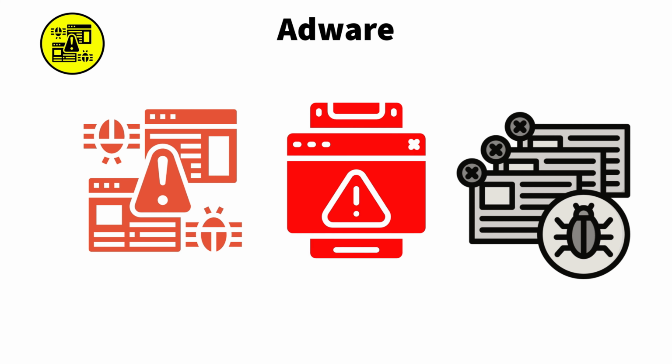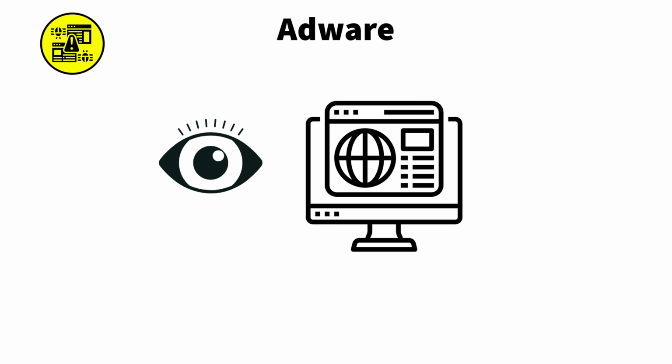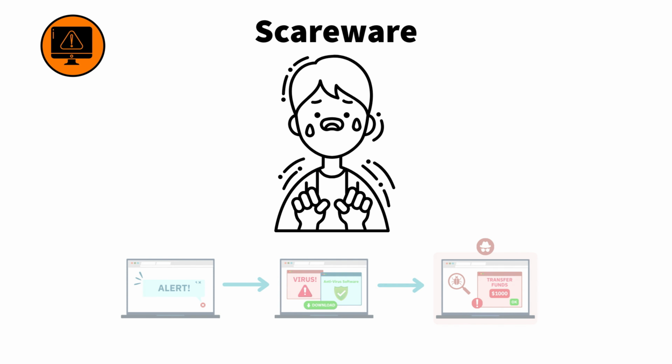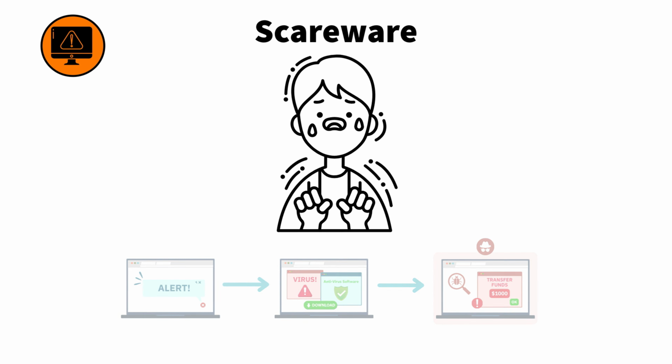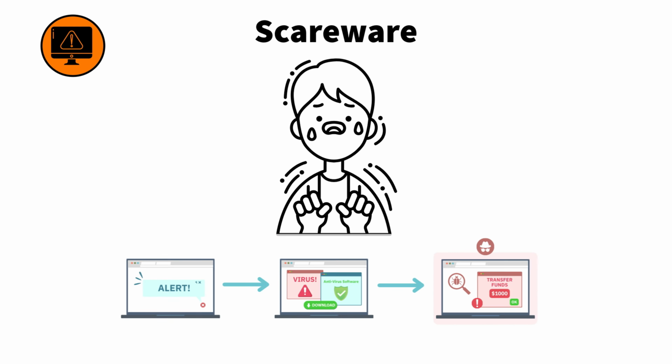Adware. Adware viruses display unwanted advertisements on a user's computer, often in the form of pop-up windows or banners. While not inherently destructive, adware can significantly degrade system performance and compromise user privacy by tracking browsing habits and personal information.